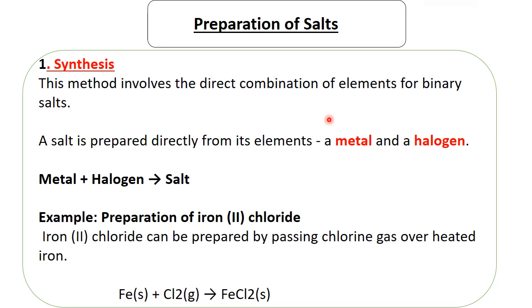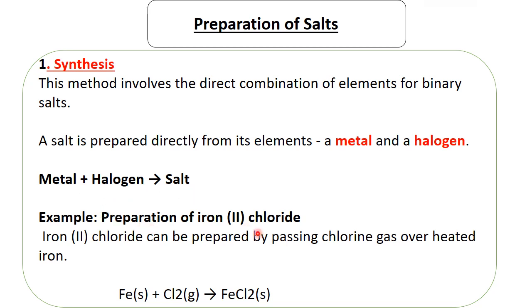Okay. So what happens in synthesis? A salt is prepared directly from its elements. For example, sodium and chlorine. You take a metal, which is sodium, and chlorine, which is a halogen. Group 7 elements, remember, are called halogens. So you combine a halogen and a metal directly. If you can combine them, then you have sodium chloride. The equation is always simple: metal plus halogen is equal to salt.